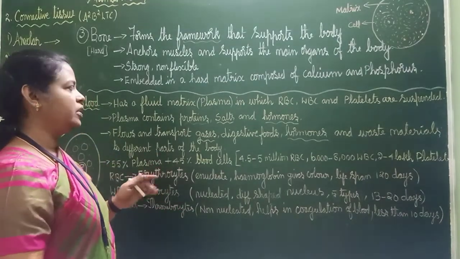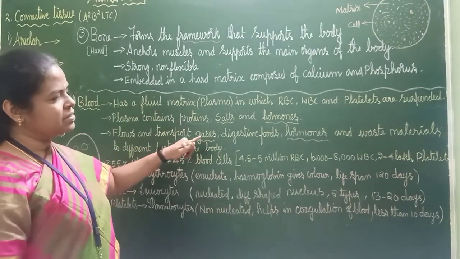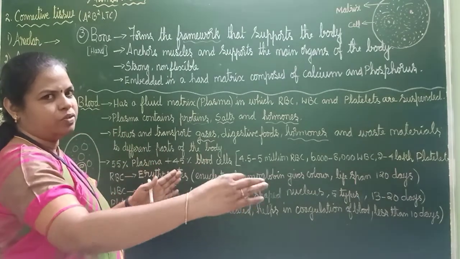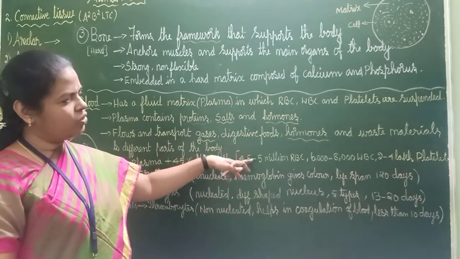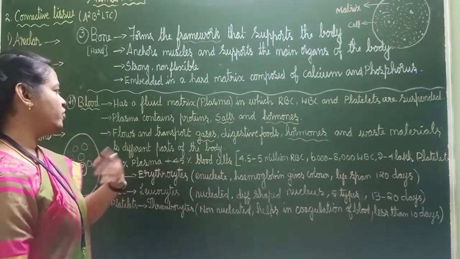Which one is important? It flows and transports. What are the things now? Gases, digested food. It's just like a goods train going. In that, what are all the things? Gases, digestive food, hormones and the waste materials are also taken to different parts of the body.